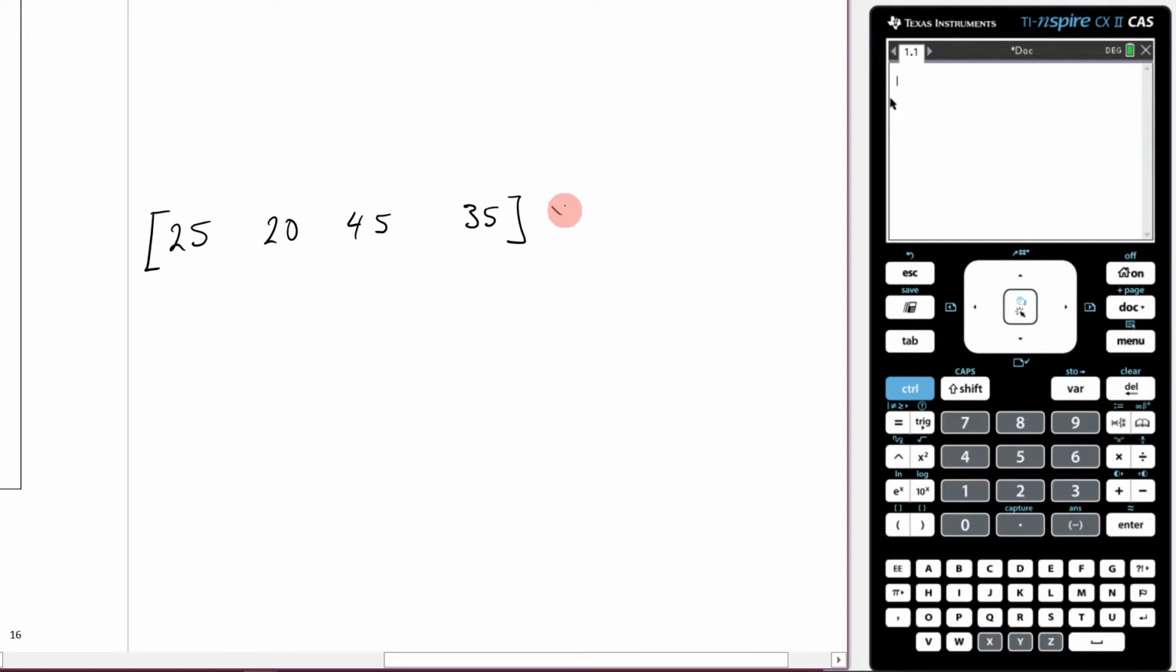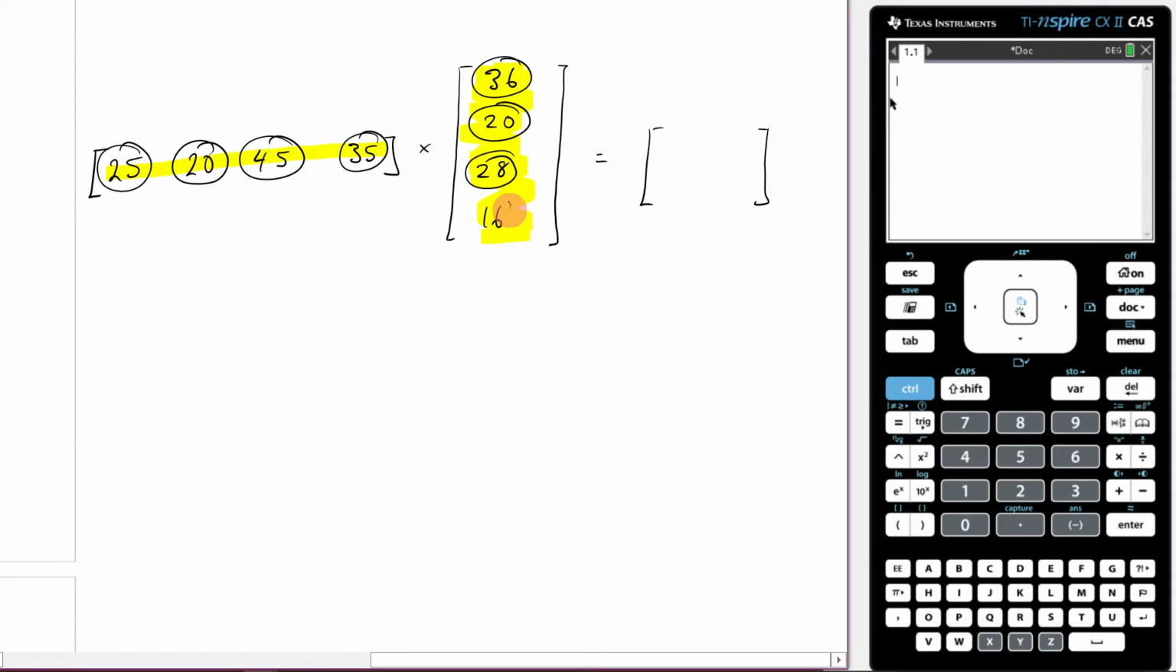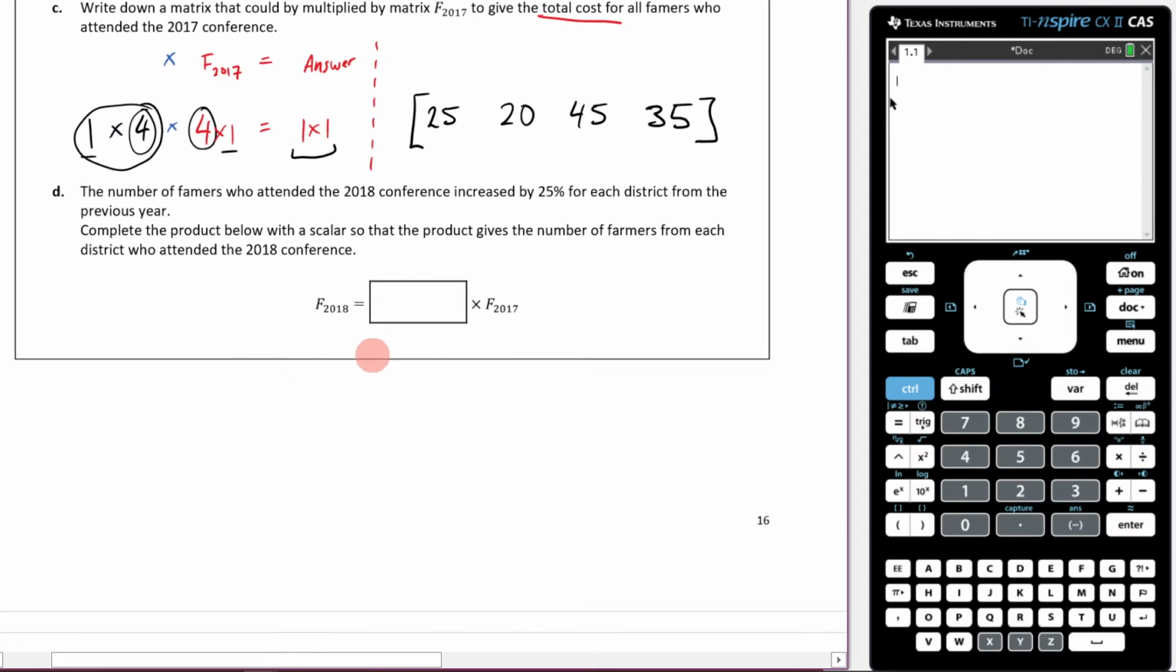We've got this, and we're timesing it by our starting one. Remember, the order is important, and our starting one was 36, 20, 28, 16. And remember, the way that this works, we know that we're going to end up with a 1 by 1 matrix. And what we do is multiply the row by the column. Well, there's only 1 row and 1 column here, so what's going to end up happening is we're going to go 25 times 36 plus 20 times 20 plus 45 times 28 plus 35 times 16. So you're going to times each of these and then add them all together to get our answer there. That's what we're doing. And we were able to get this order correct by considering it right here. So that's very important.